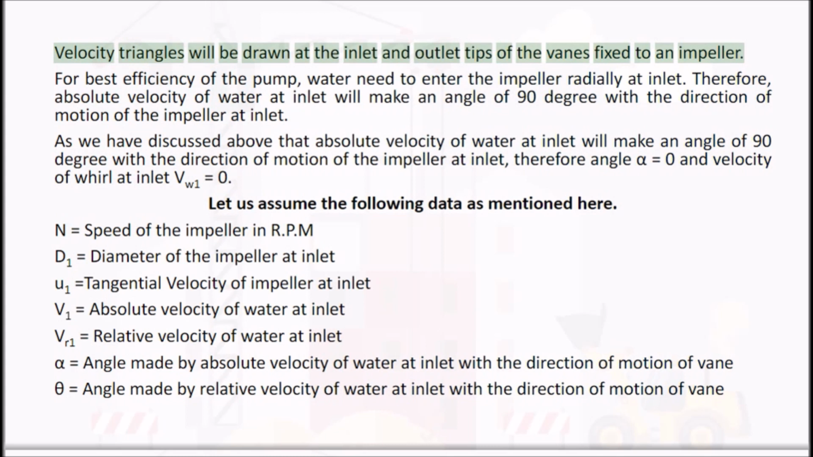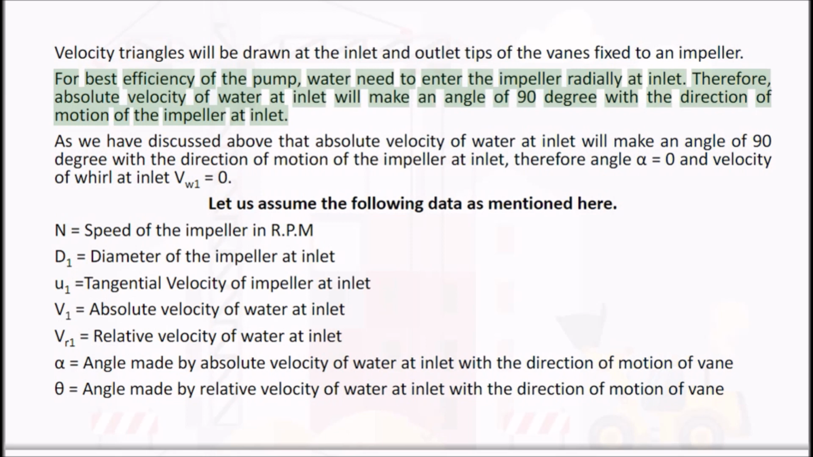Velocity triangles will be drawn at the inlet and outlet tips of the vanes fixed to an impeller. For best efficiency of the pump, water needs to enter the impeller radially at inlet. Therefore, absolute velocity of water at inlet will make an angle of 90 degrees with the direction of motion of the impeller at inlet.